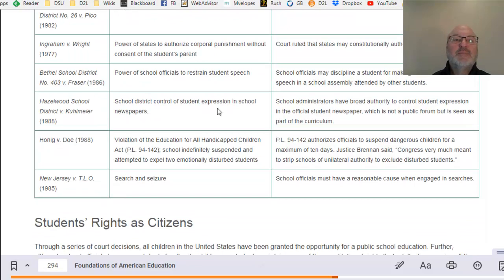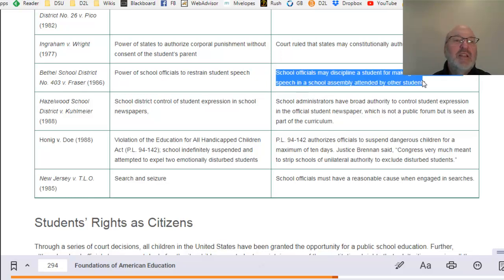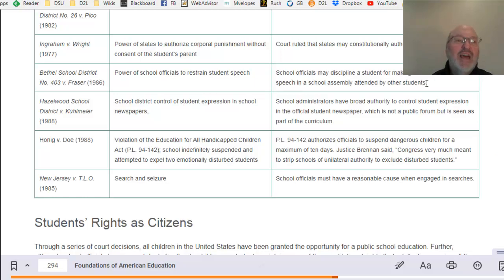Okay, and what happened is, through some of these court cases, they so limited the rights of schools, they no longer could govern their school properly, especially in the light of drugs, gangs, weapons, stuff like that. Court ruled that states may constitutionally authorize corporal punishment. Here's one, Bethel v. Fraser. May discipline a student for making lewd and indecent speech in a school assembly. And someday you'll get to read that, and I think I'll put that up so you get to see what that was about. Hazelwood v. Kuhlmeier, school administrators had broad authority over student expression in a school newspaper.